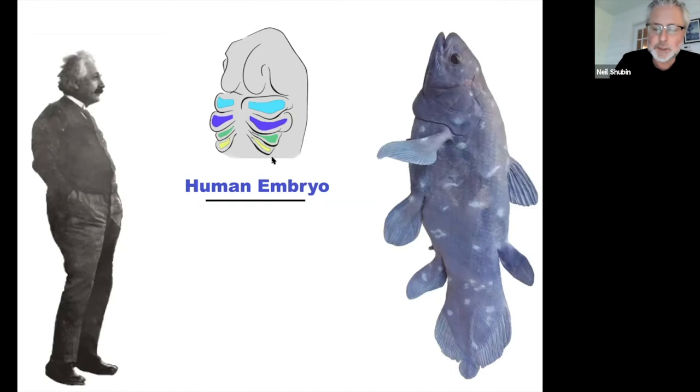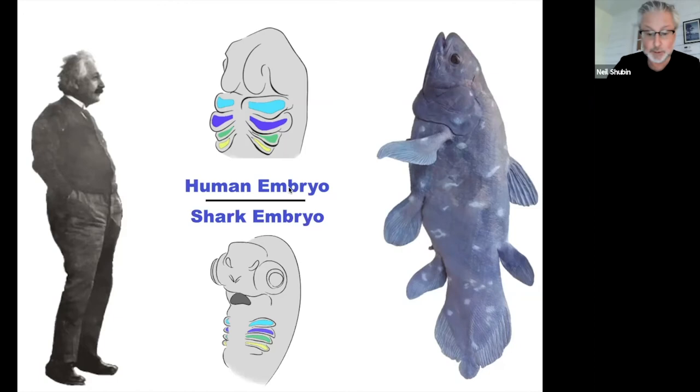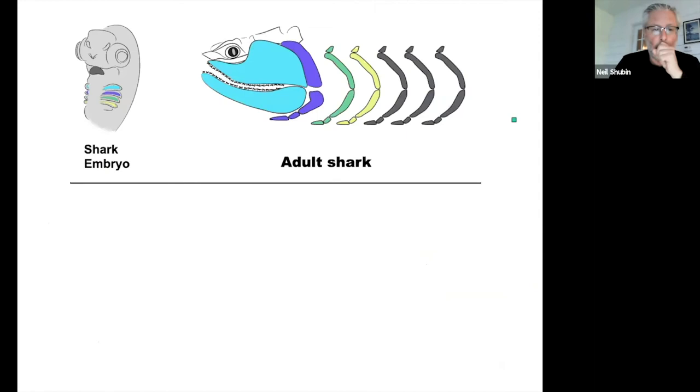Fish have this too. Here's a shark, doesn't look identical, but it has this arrangement. Paired primordia for the eyes, and then these paired swellings, light blue, dark blue, green, and yellow with the slits between them. Well, there are cells inside there. We can mark those cells and see what they become in development. And in the shark, the light blue becomes portions of the upper and lower jaw, right? You can trace those cells and that's what they become.